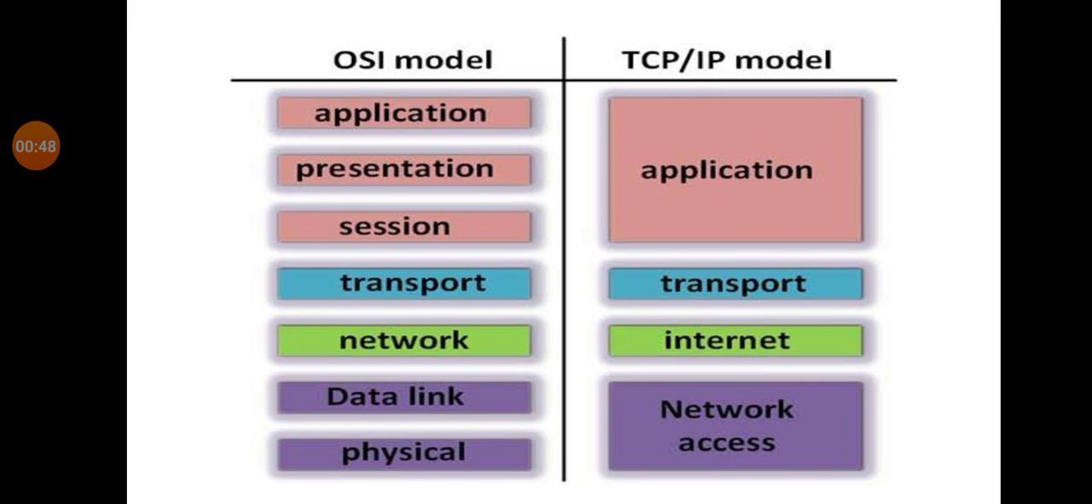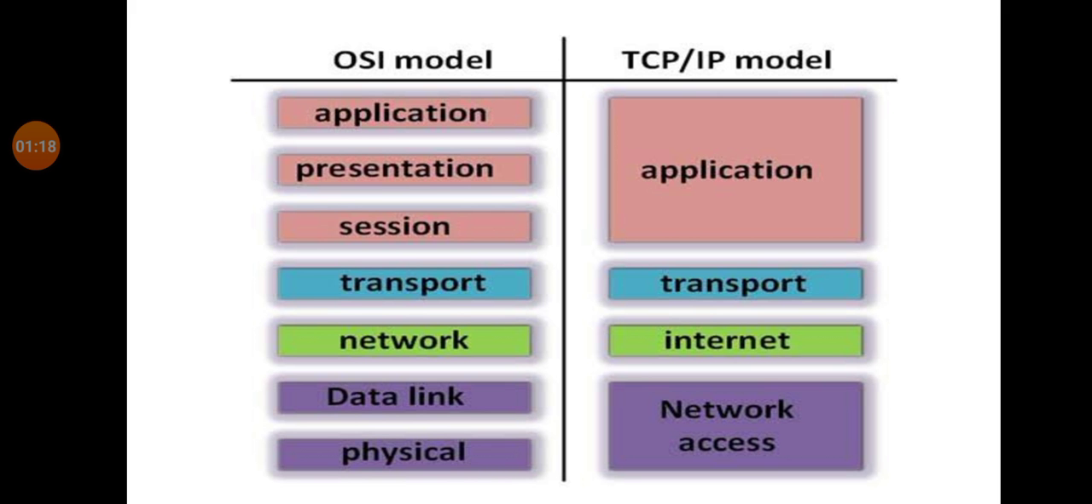The OSI model has a total of 7 layers. The TCP/IP model has a total of 4 layers. From the OSI model, the top 3 layers are combined into only one layer in TCP/IP. That single top application layer of TCP/IP performs all functions of the session layer, presentation layer and application layer of the OSI model. Then the next layer is the transport layer.